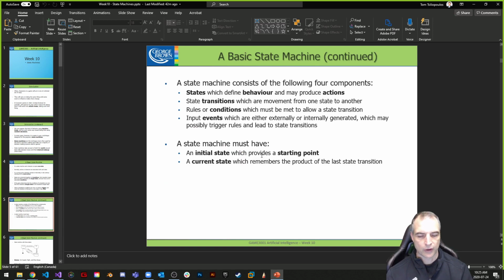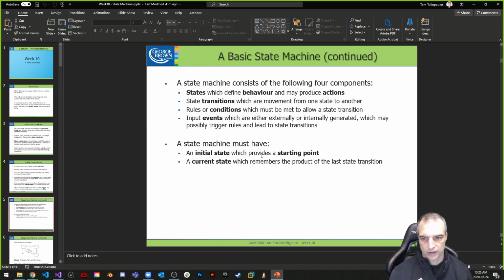So if I was going to wrap this up at a very high level, from a basic state machine, a state machine consists of these 4 components: states, transitions, conditions, and events. All right? These are the 4 things that you would need in a state machine. Of course, under the states, you'd also define some kind of behavior that produces some actions. Okay, that's important too.